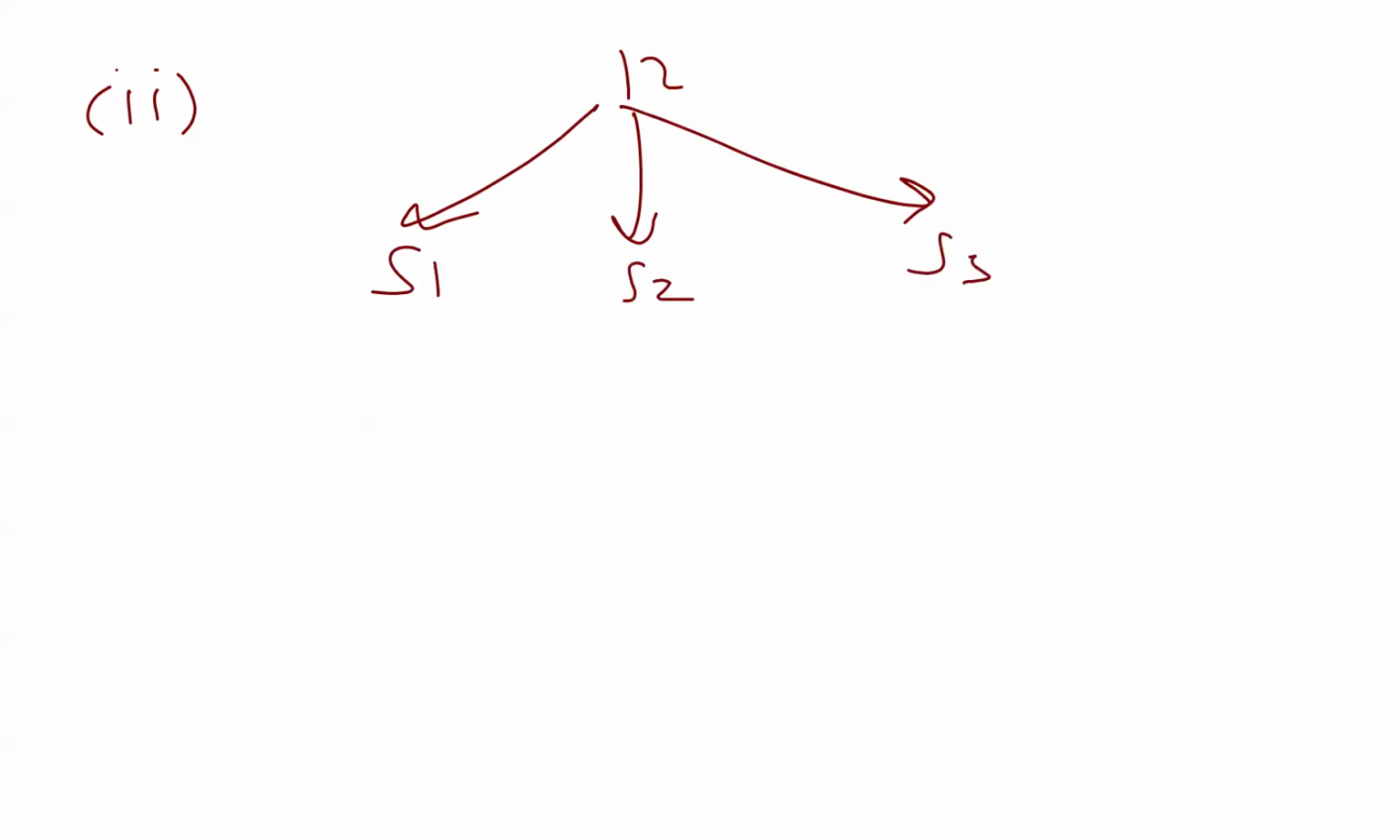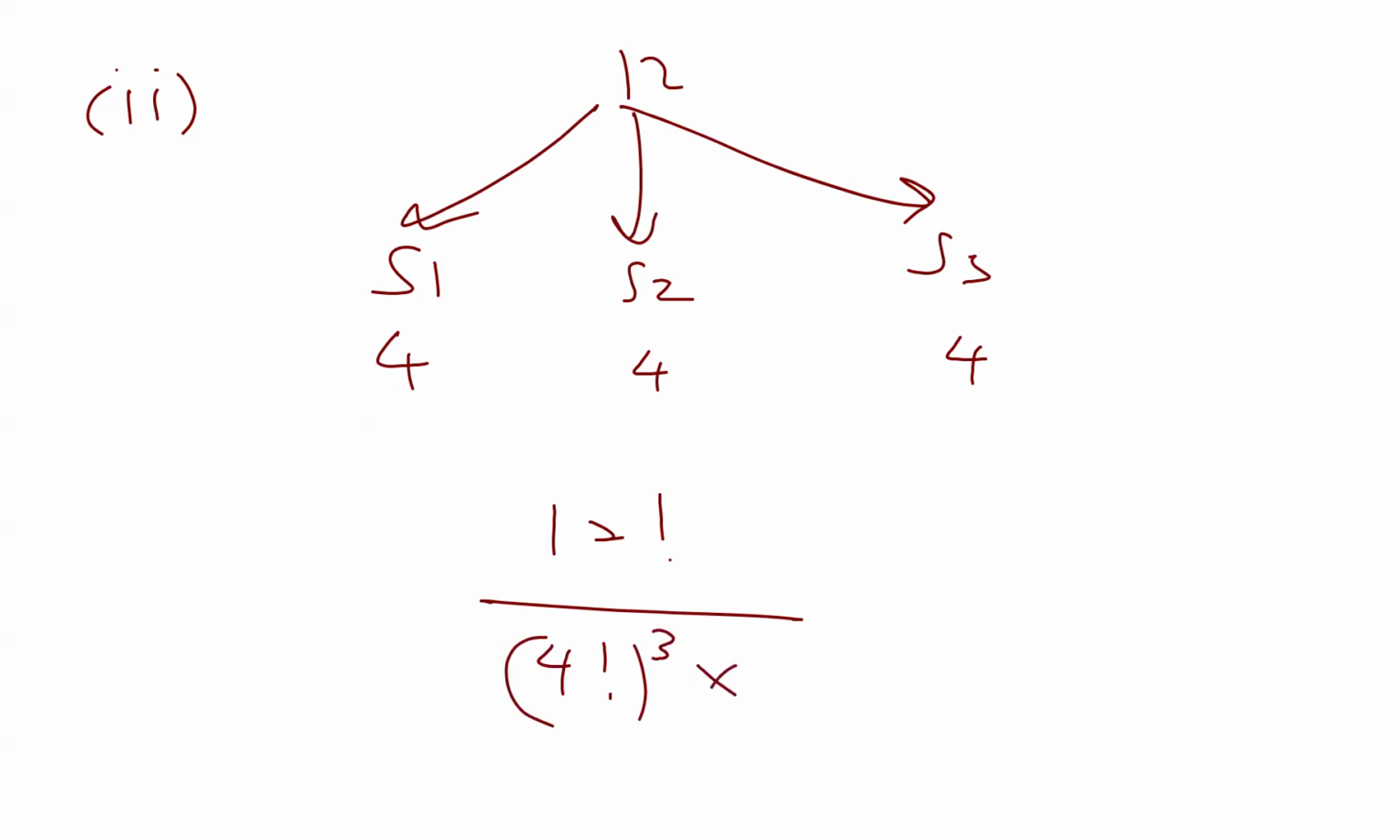Second problem. There are 12 books which are supposed to be placed on 3 shelves. So shelf 1, shelf 2, shelf 3. I'll just write it horizontally. Shelf 1, shelf 2, and shelf 3. 12 books, 4 on each shelf. So this is distribution. I'll tell you why. Primarily, this is 12 factorial upon 4 factorial the whole cube, no into, because it is distribution.